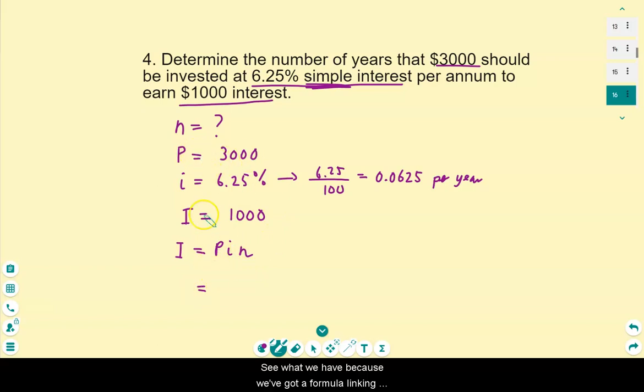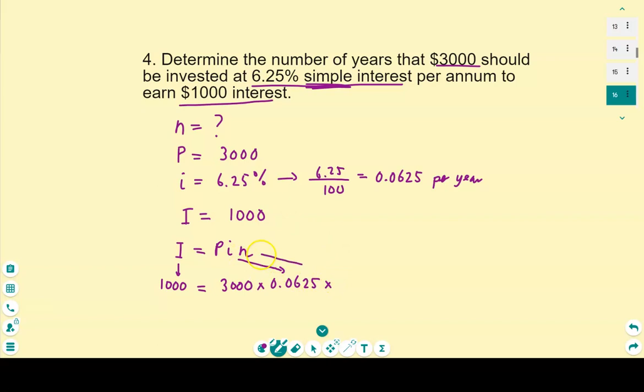And let's substitute. See what we have, because we've got a formula linking these 4 variables and there's only one unknown, which means we can rearrange. So I is 1,000. So we're actually going to be substituting on that left-hand side as well. P is 3,000. Little i as a decimal is that. So just substituting in. N is our unknown this time.